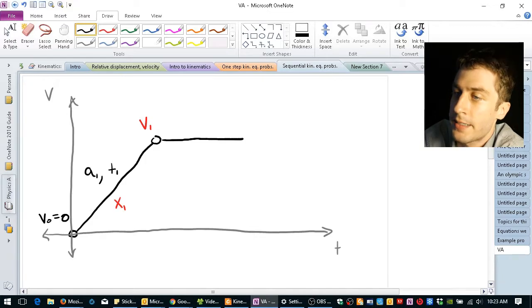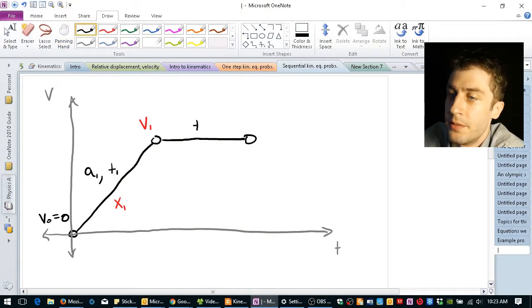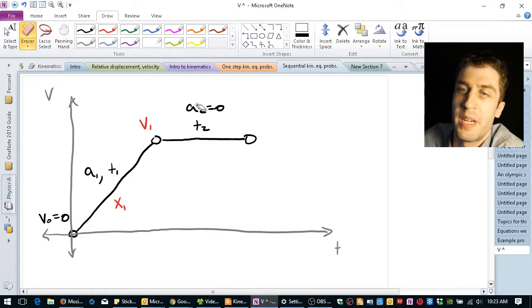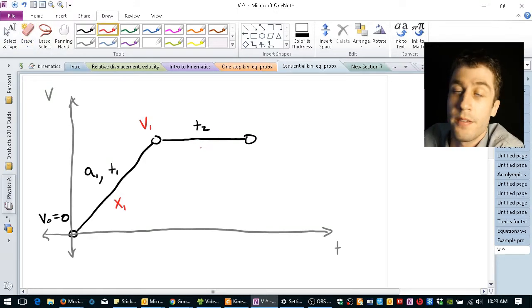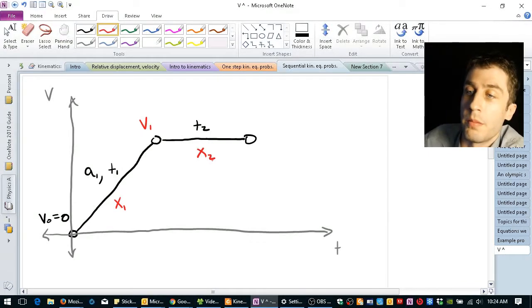And then it maintains a constant velocity for some time. And that time is t2. If you would really like, you could write a2 equals 0. But I'm not going to do that. So I'm just going to write t2 there. It's going to, in the second time interval, cover a certain displacement that we don't know. That'll be x2, so I'm drawing it in red. T2 is known. It's in the problem statement.